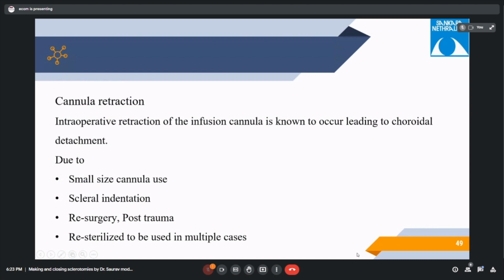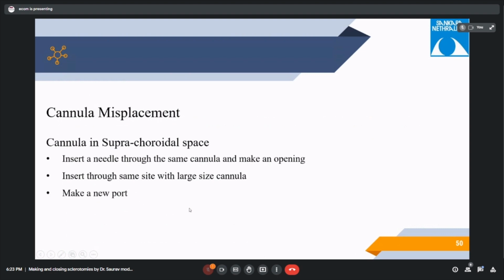This occurs because of using a small size of cannula. It can occur during scleral indentation, during resurgery, in post-trauma cases, and with re-sterilized cannulas. The cannula can get misplaced because of retraction. It can go into the suprachoroidal or subretinal space. If the cannula is in the suprachoroidal space, we need to insert a needle through the same cannula and make the opening. We can insert through the same site with a larger size cannula, or we can make a new port.